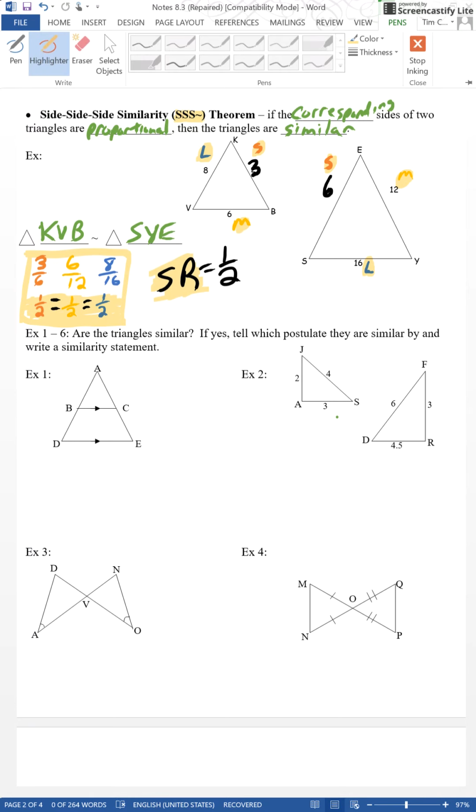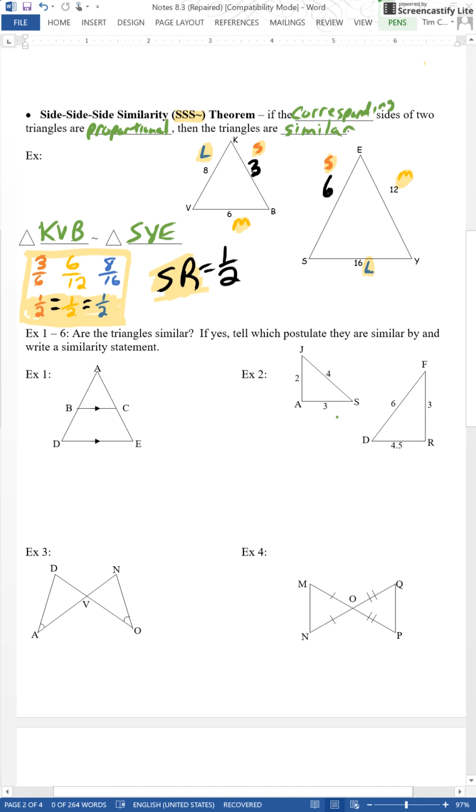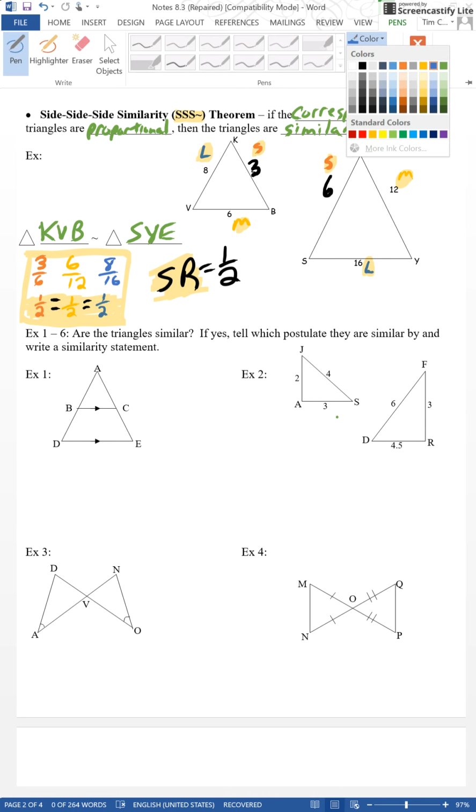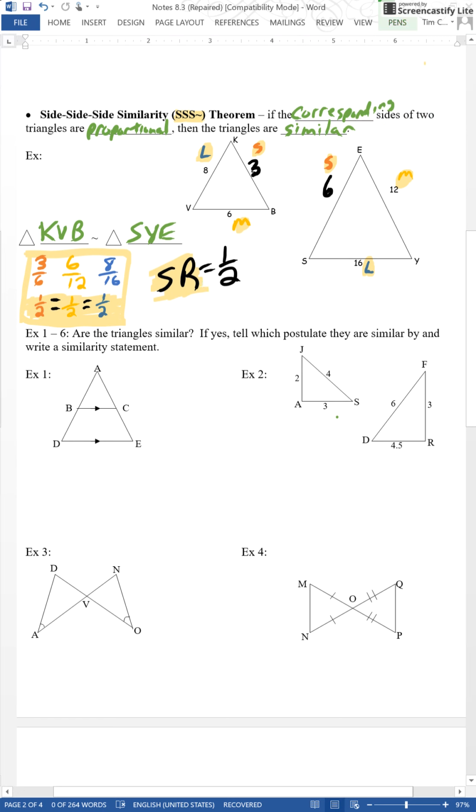All right, let's do a couple problems now. And let's go with some blue. All right, so are the triangles similar? If yes, tell which postulate they're similar by and write a similarity statement. So I want to prove these. So I know that these parallel lines right here, this line and this line are parallel. So I know there's two different triangles here. There's a big triangle, and then there's that little blue triangle, okay? The bigger triangle looks like this.